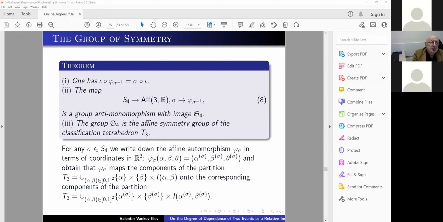And the map from S4 to the group of all affine automorphisms of the three-dimensional space R3, given by this formula, is a group anti-monomorphism with image Gothic S4. And third, the group Gothic S4 is the affine symmetry group of the classification tetrahedron T3. And well, I'll omit the proof of this.